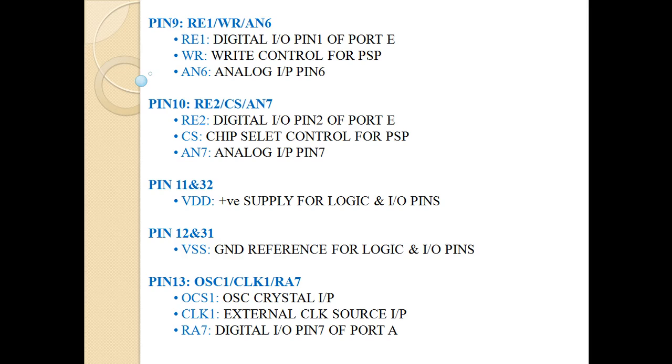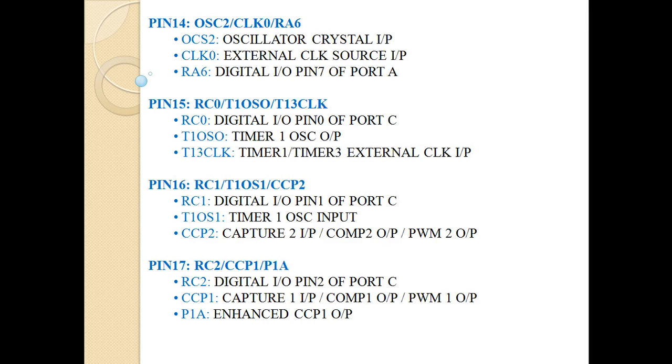Pin 11 and 32 are used for the positive supply for IC operation, and on the other hand pin 12 and 31 complete it by negative supply. Pin 13 works as OSC1, CLKI and RA7. OSC1 is the crystal oscillator input and CLKI is the external clock source input to provide or use the external clock. Pin 14 works in the similar manner to pin 13.